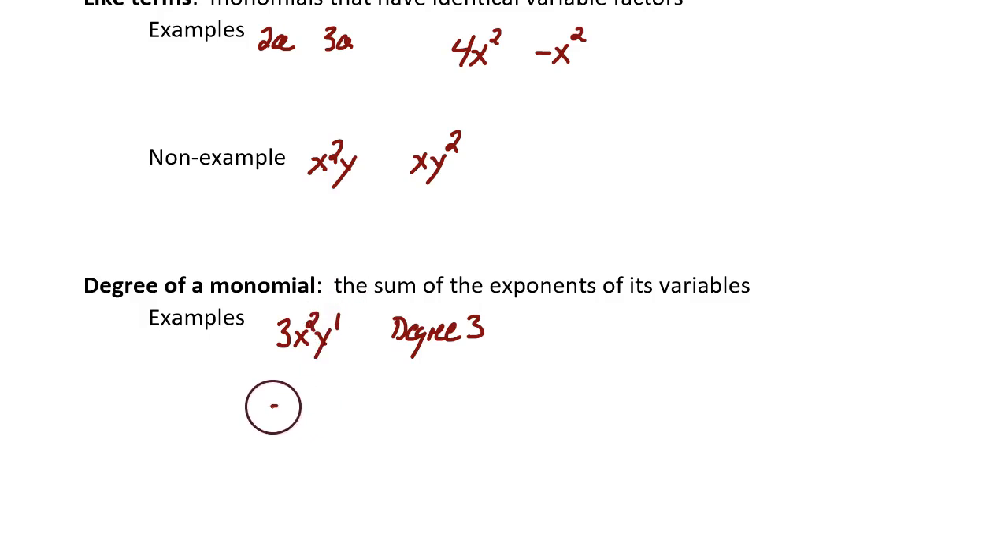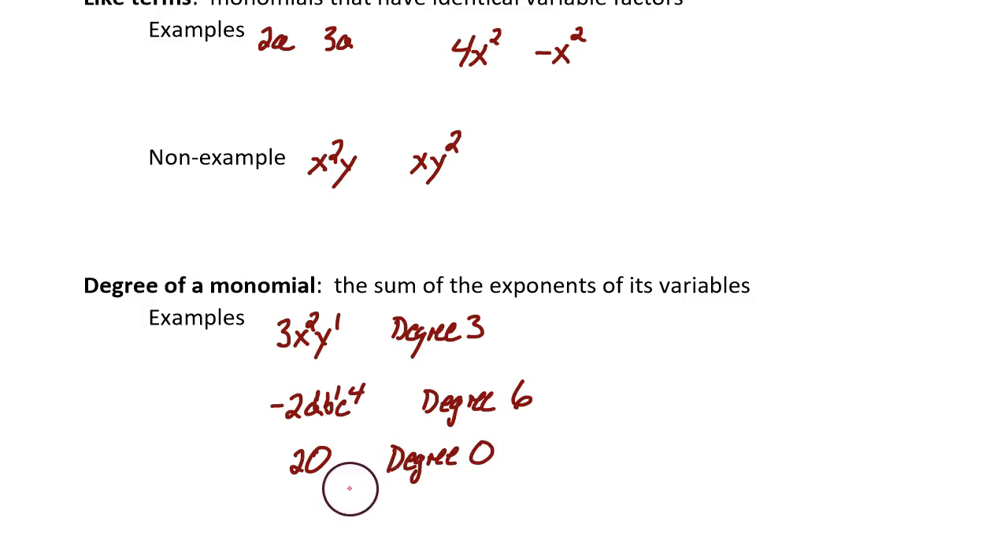Here's another monomial. -2abc to the fourth. This is degree 6. Because the exponents on its variables sum to 6. A to the 1, b to the 1, and then the exponent of 4. 1, 1, and 4 is 6. Here's a monomial. The number 20. It's degree 0. It has no variables, so it's degree 0.